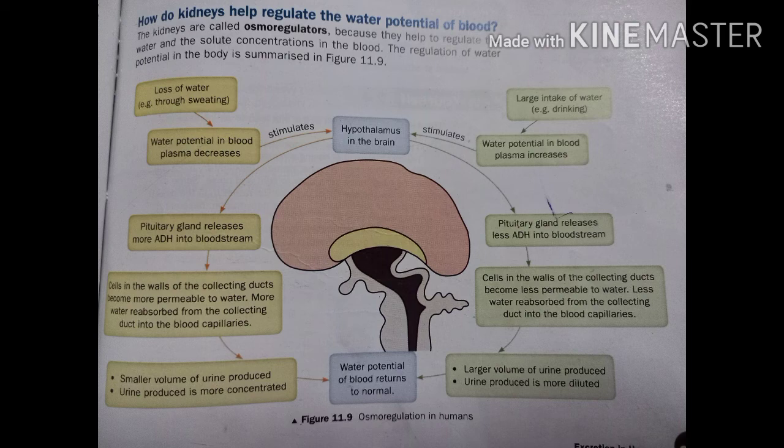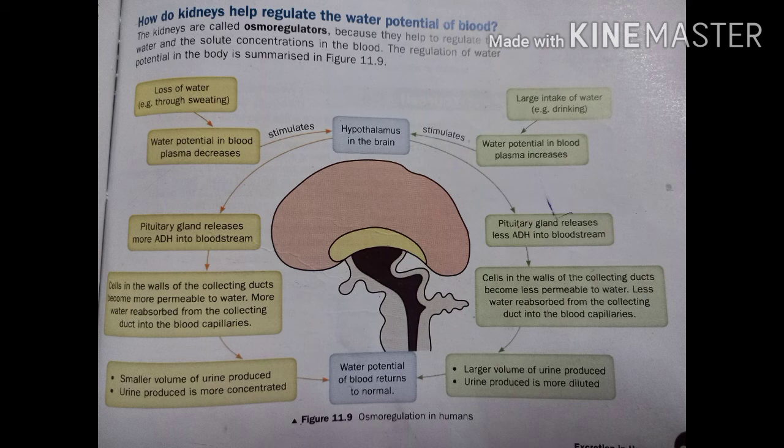The pituitary gland releases more ADH into the bloodstream. Cells in the wall of the collecting ducts become more permeable to water. More water is reabsorbed from the collecting ducts into the blood capillaries, and hence as a result, a smaller volume of urine is produced, and the urine produced is more concentrated. So in this way, the kidney is acting as an osmoregulator.